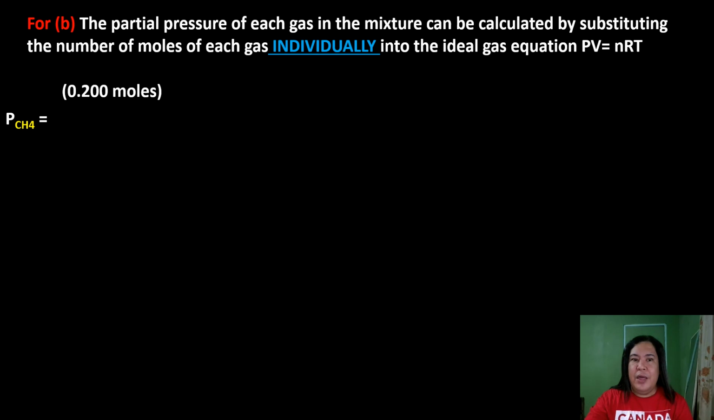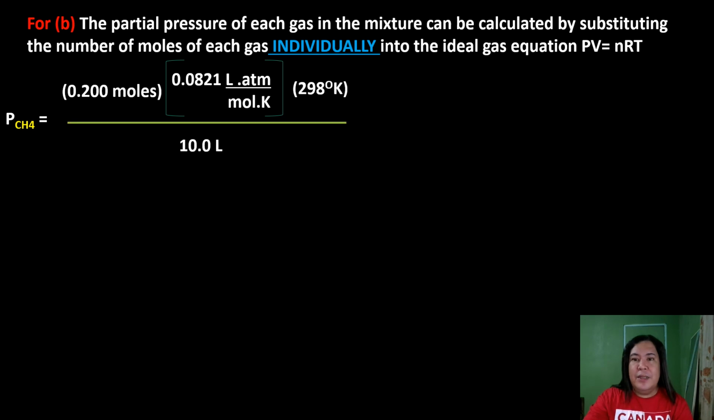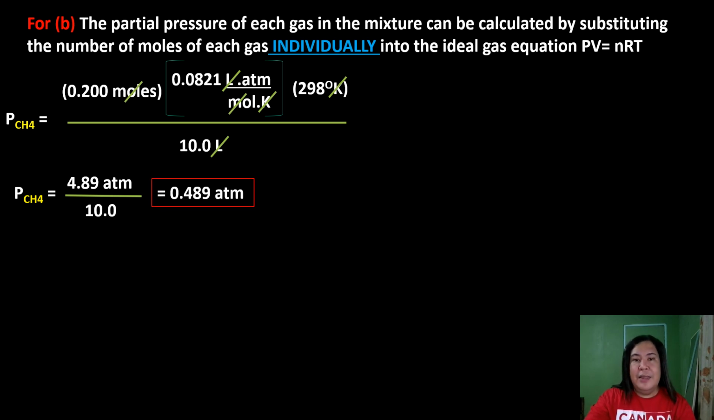So for methane, the number of moles of methane is 0.200. This is the original number of moles of methane, okay, in the given problem. So this is individually. You will not be using the 0.900 moles kasi yun yung total. Ito, kinukompute natin siya as partial pressure. Okay? Kaya you will use the individual value of mole, not the total value of mole. So, 0.200 moles, okay? Okay, following the PV = nRT, then cancel all the unwanted units, and you will get 0.489 atm. Okay, then you will divide that by 10, and then the partial pressure of methane is 0.89 atm.